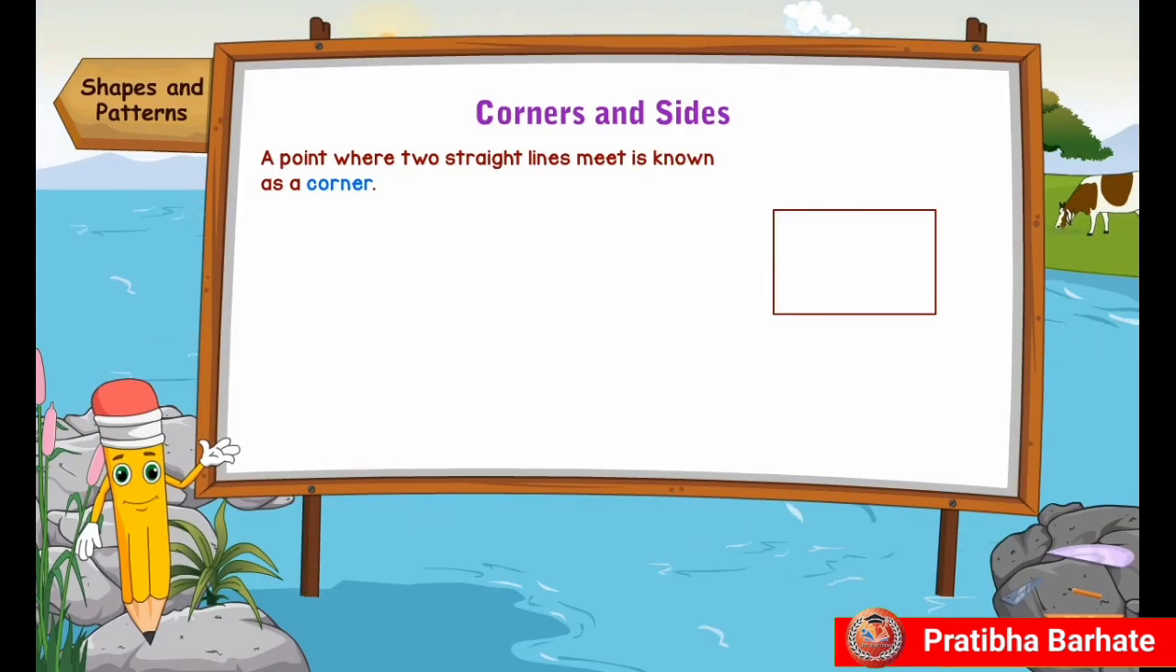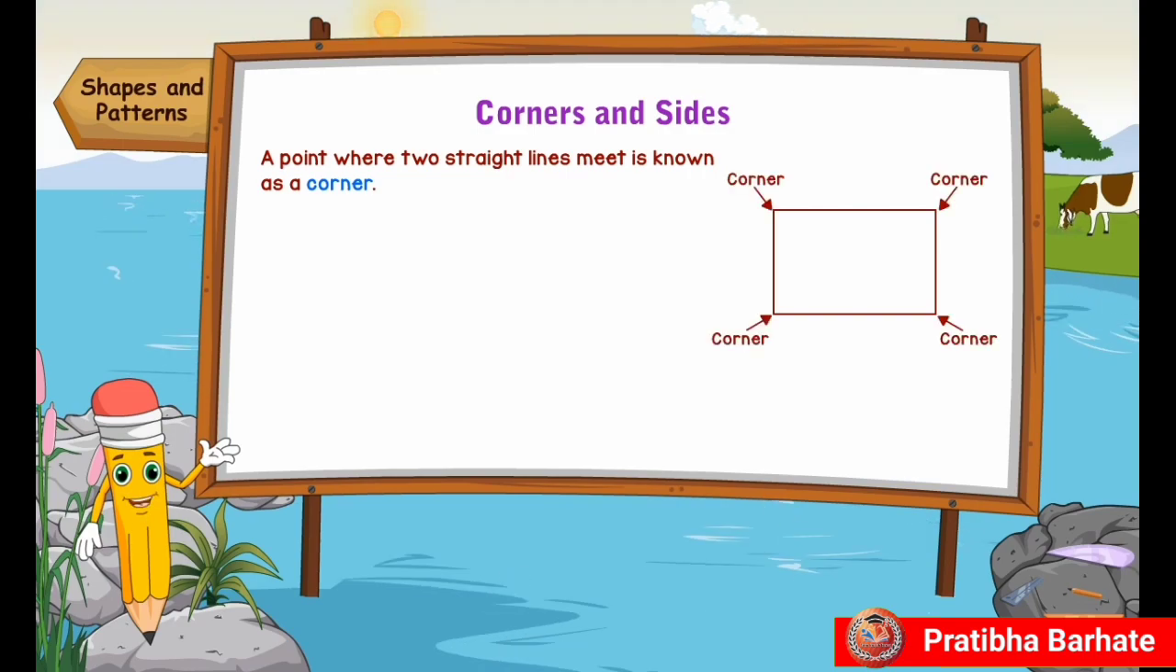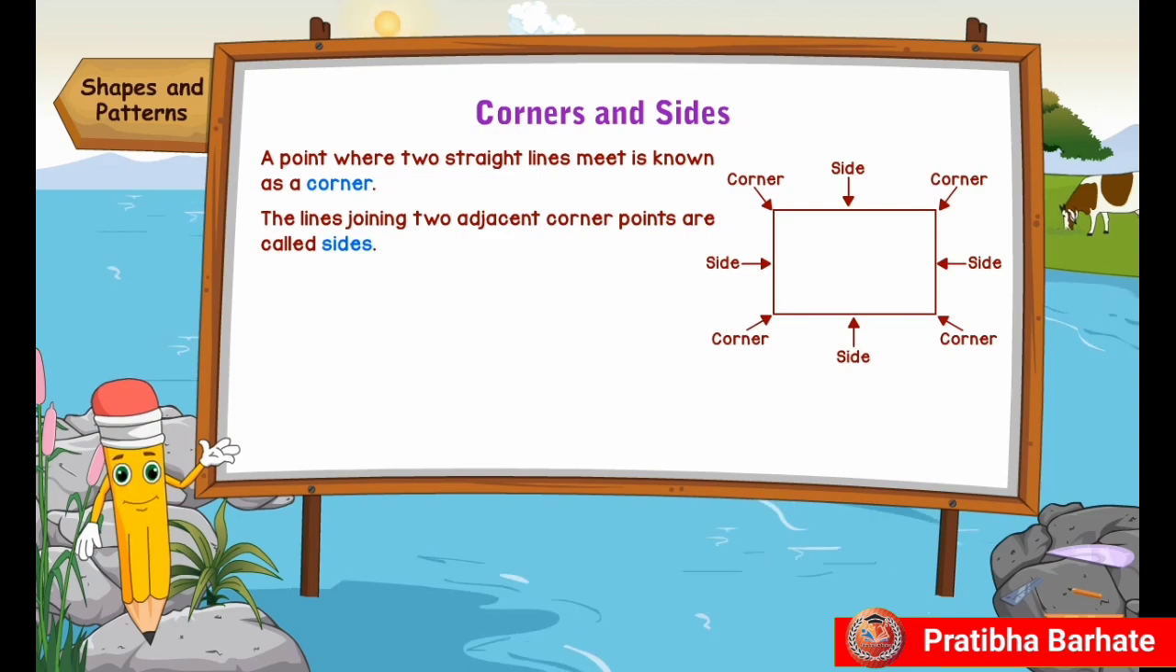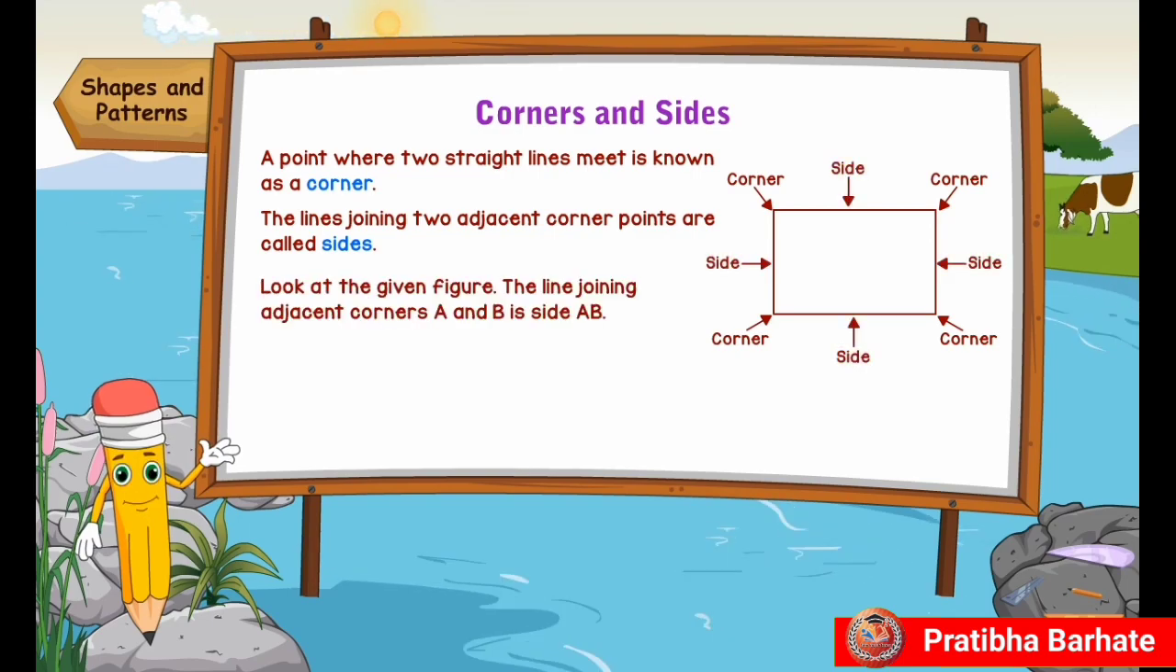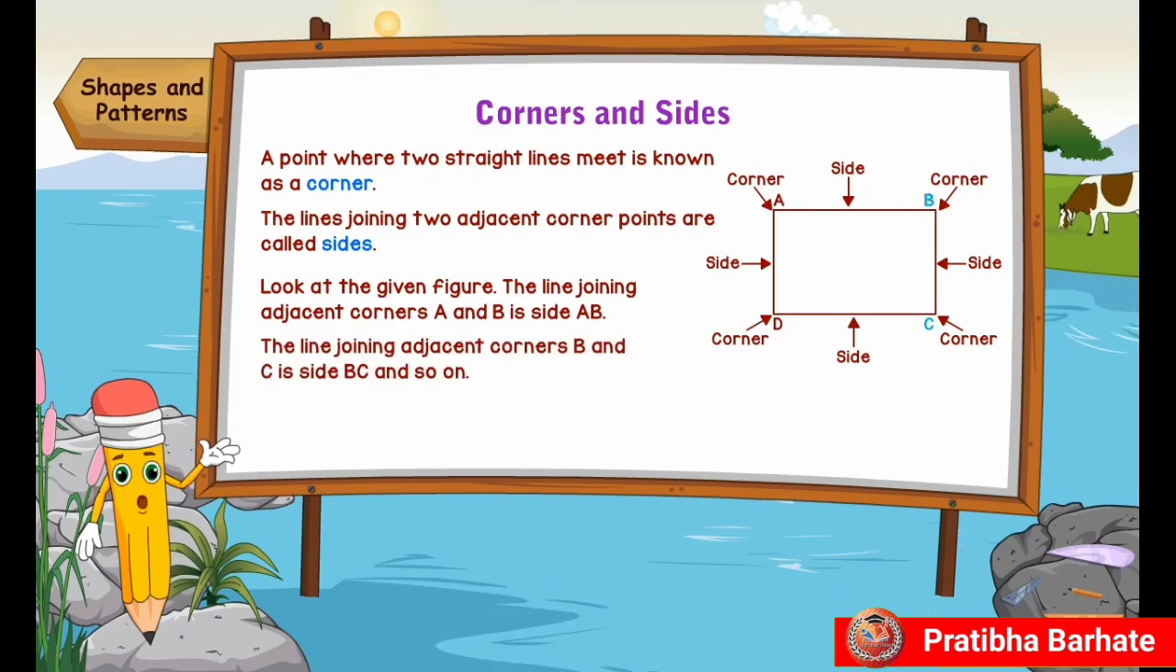A point where 2 straight lines meet is known as a corner. The lines joining 2 adjacent corner points are called sides. Look at the given figure. The line joining the adjacent corners A and B is side AB. The line joining adjacent corners B and C is side BC, and so on.